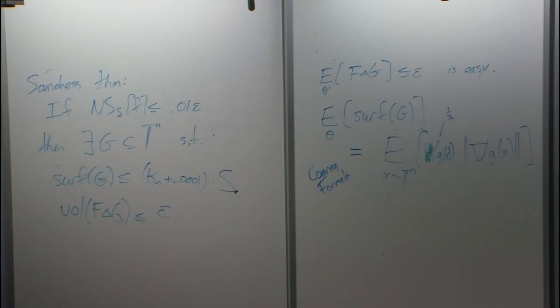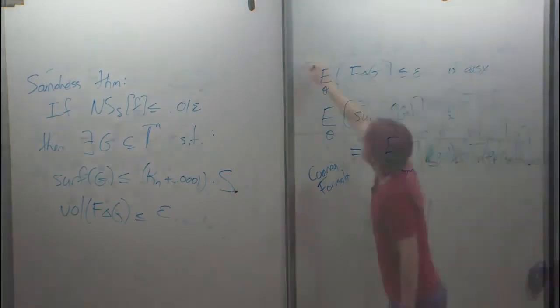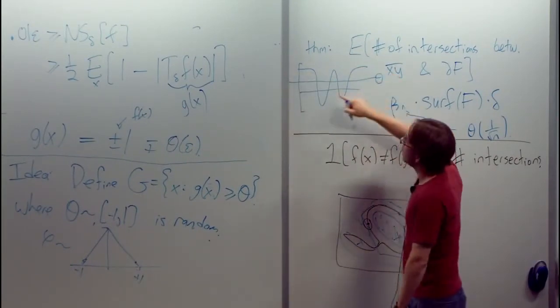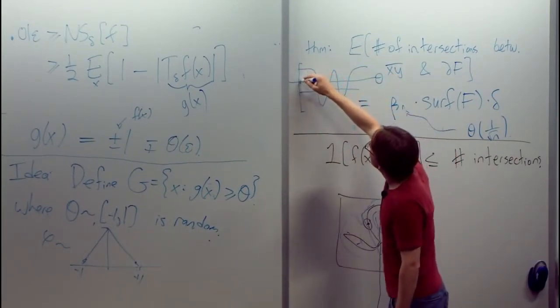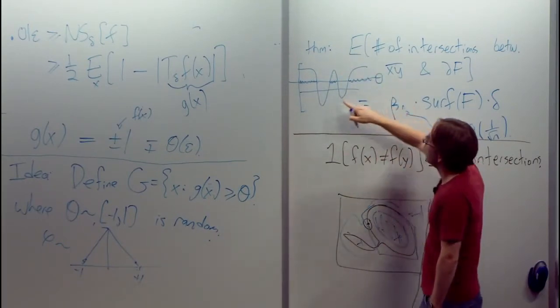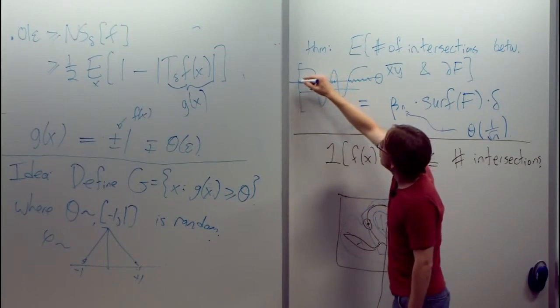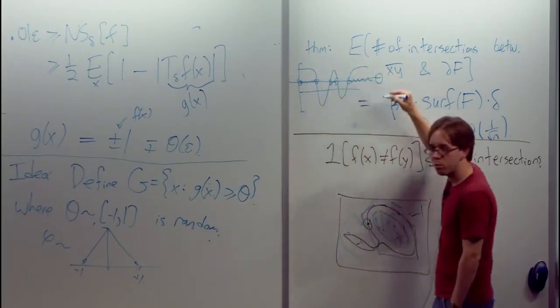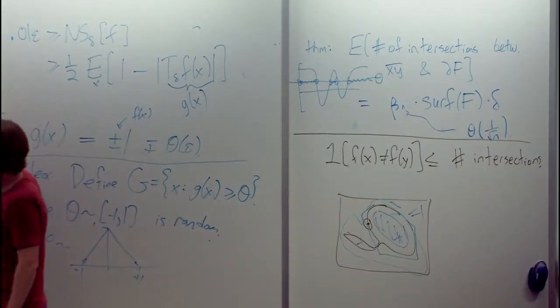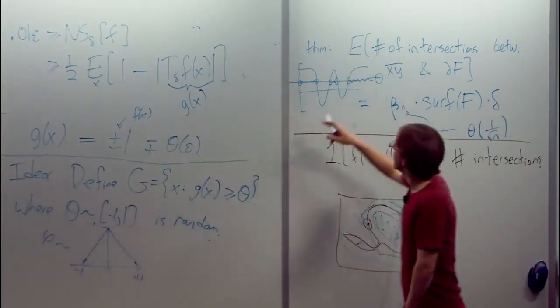So imagine n equals 1, and little g is some function that looks like this. The experiment is that you pick a random height, theta, and you look at the surface area of the set where it's bigger than that, which is like 1, 2, 3, 4, 5 boundary points. And in expectation, that's the same as the average length of the derivative of g.